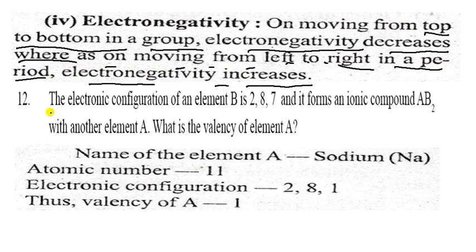So the next question: the electronic configuration of an element B is given as 2, 8, 7, and it forms an ionic compound AB2 with another element A. What is the valency of A? So you have to write this answer. The name of the element A is sodium, the atomic number is 11, and the electronic configuration is 2, 8 and 1. Thus the valency of A is 1. So that is your answer.